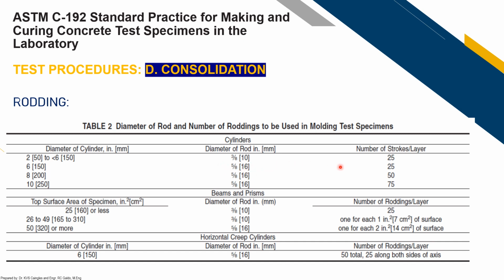inches, and then di ba based sa atong table pag 6 inches ang diameter sa atong cylinder, tulo siya ka layer, and then ang gamit nato pag consolidate is 16 mm rod, so every layer kailangan nimo siya i-rod 25 times per layer. Okay, that is 75 strokes. All in all, 25 strokes per layer.